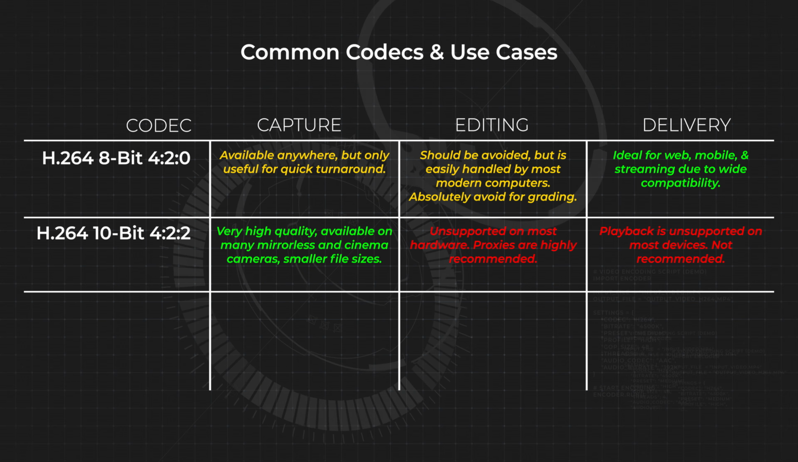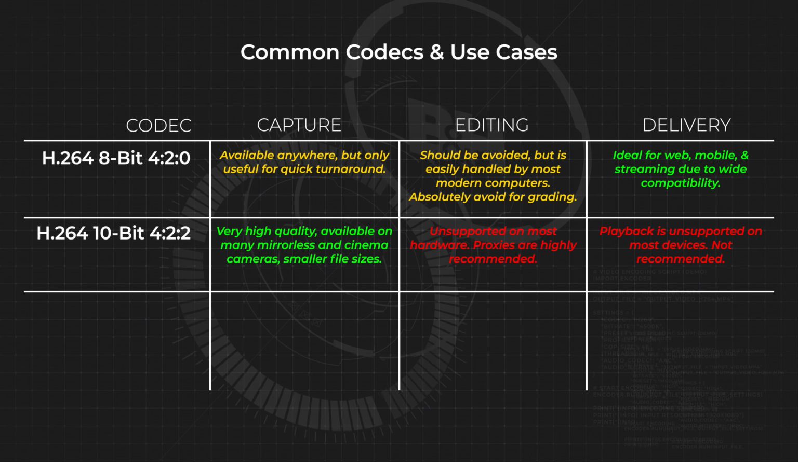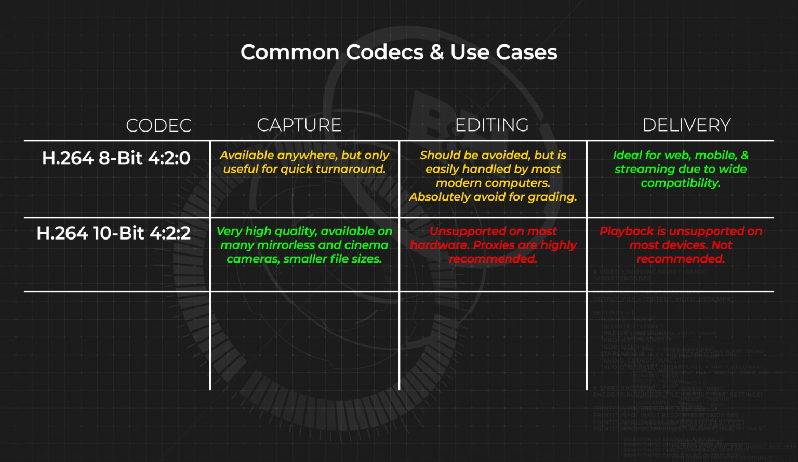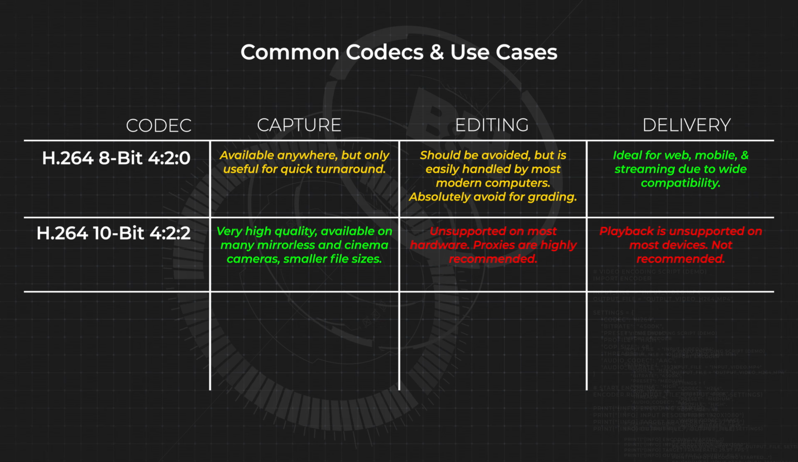Next up would be H.264 in its 10-bit 420 and 422 varieties. This includes formats like Canon's XF-AVC, which can record in either a long GOP or intra mode, but it's pretty uncommon to find 10-bit H.264 supported in hardware, meaning your computer will have to work harder to decode it in software.